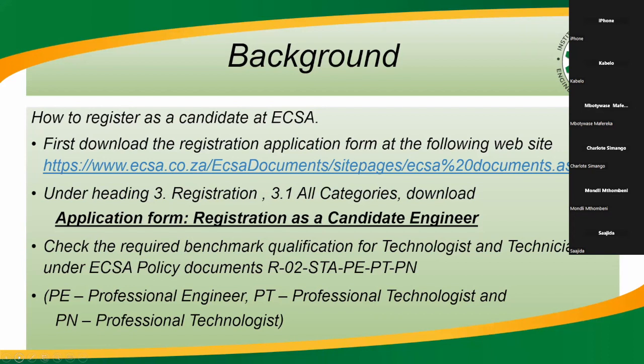Okay, check the required benchmark qualifications for technologists and technicians that you find in the ECSA policy document R02, STA, PE, PT, and PN. Now, PE is for professional engineer, PT is professional technologist, and PN is professional technician, not technologist. It's for technician there. That's just a correction.